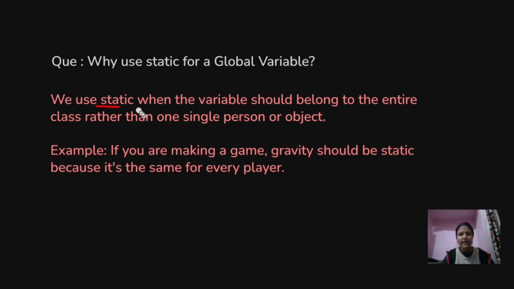We use static when the variable should belong to the entire class rather than one single person or object. When we use the static keyword, it is shared by the entire class, not a single person or object. Example: if you are making a game, gravity should be static because it is the same for every player. So when we use the static keyword, we do not need to create an object.